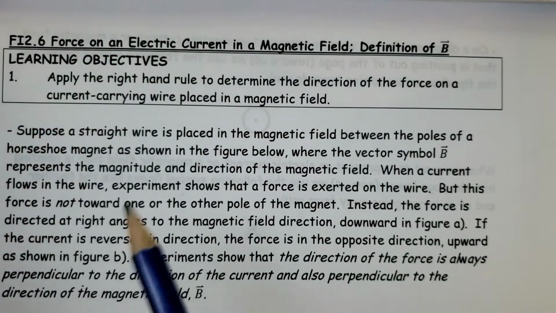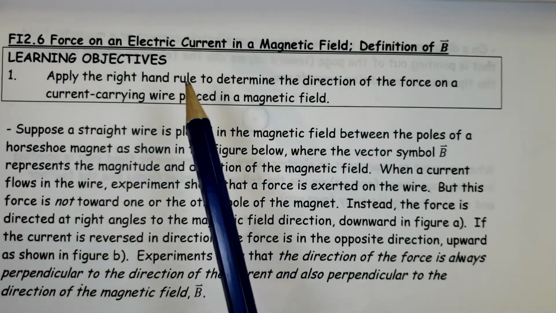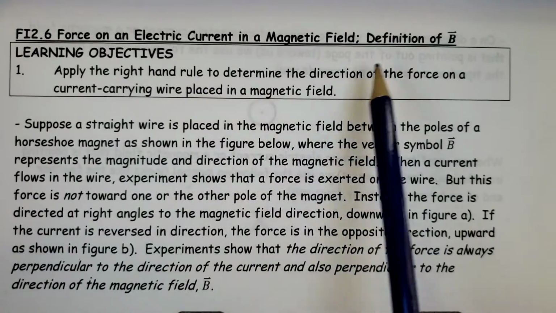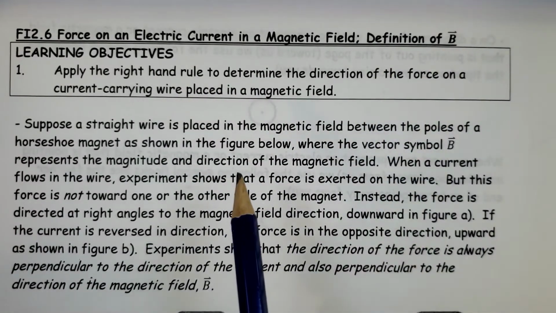Welcome back to Physics 30. This is FI2.6. Force on electric current in a magnetic field. Definition of B, the magnetic field.